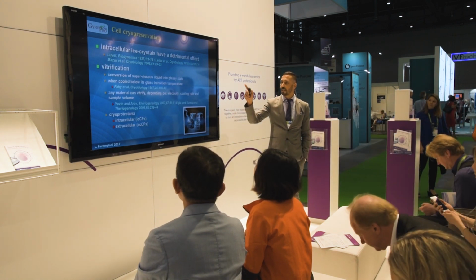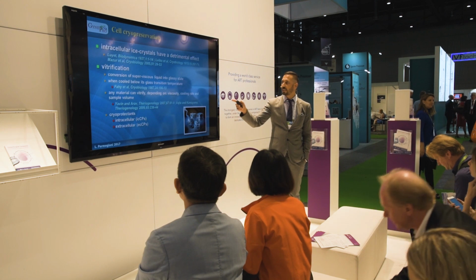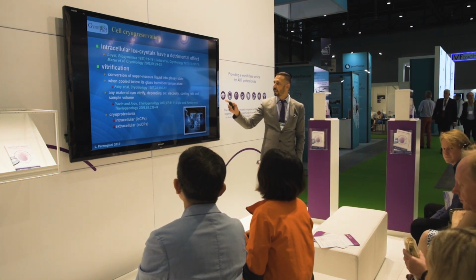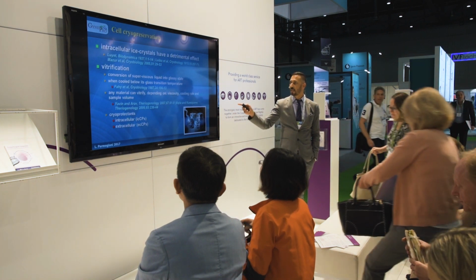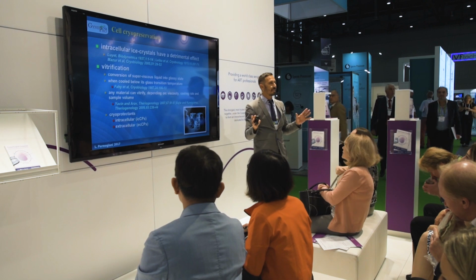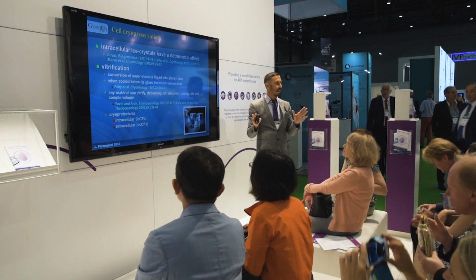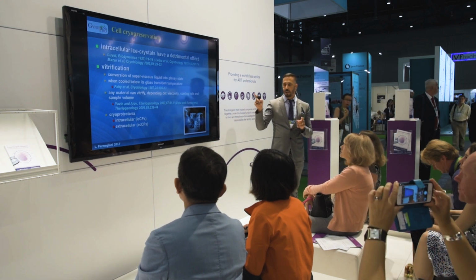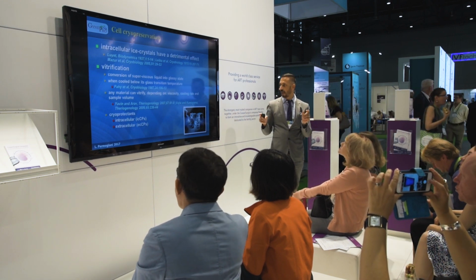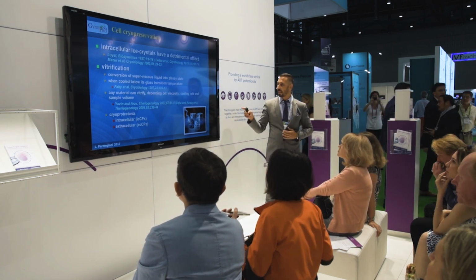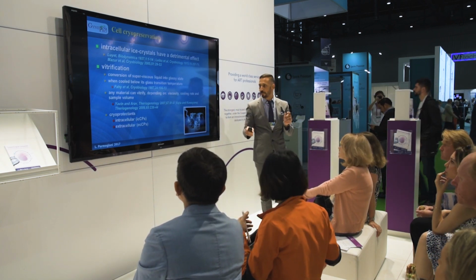We can do this through vitrification, which is the conversion of a super viscous liquid into a glassy state when cooled below its glass transition temperature. It's very important to point out that any material can vitrify, and this is directly dependent on the viscosity of this material and the cooling rate we are using, and inversely dependent on the volume of the sample.